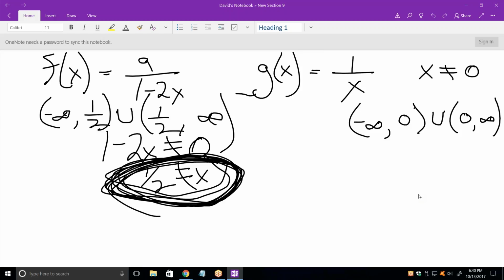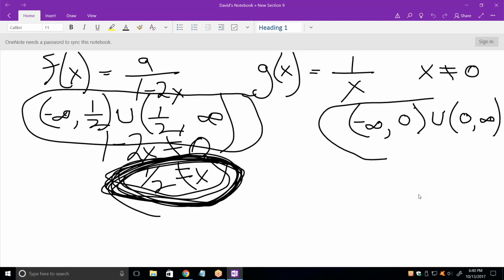What that says is all numbers except 1/2. What this says over here is all numbers except 0. I think that's starting to make sense. Next question. They're probably going to ask something like, what's the domain of f divided by g or f of g? All we did was figure out the domain of each function. That was the domain of each function.